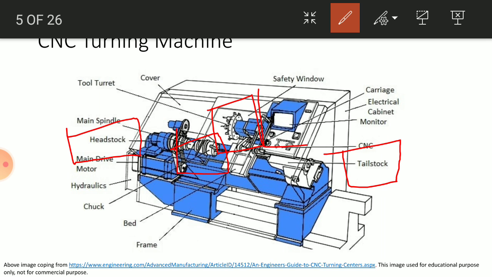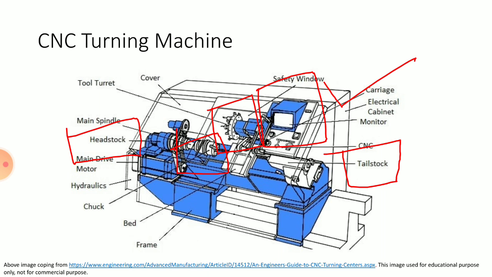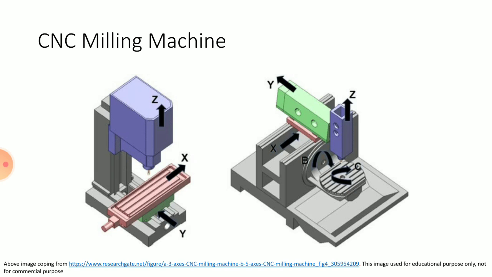The only difference is that there is one additional thing, a computer. Through this computer you can provide the programming in M code and G code, and after that the machine performs the specific operations on the workpiece. You just have to maintain a specific program, and through programming you can manage and perform any operations on the workpiece. This is the turning machine.